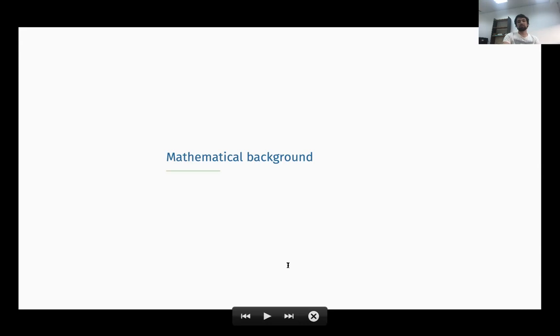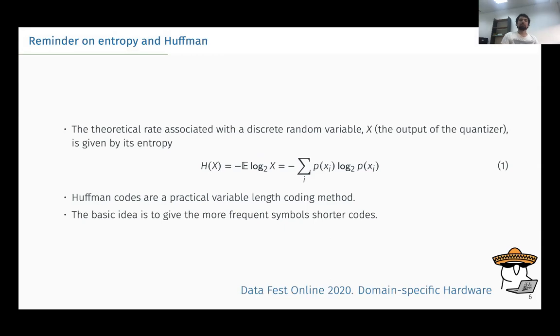Okay, so let's start with some background. I'll try to explain the mathematical things which we'll be utilizing, and probably some of you are familiar with those, and you can skip this part. So what is entropy? Entropy is the theoretical rate of how well we can compress some signal drawn from a non-random distribution, and it equals the negative binary logarithm of the probability of the random variable.